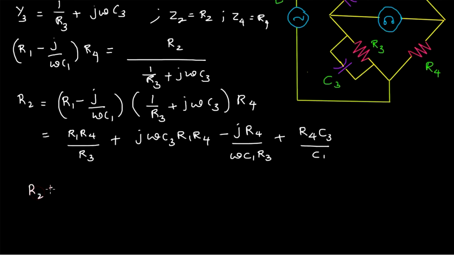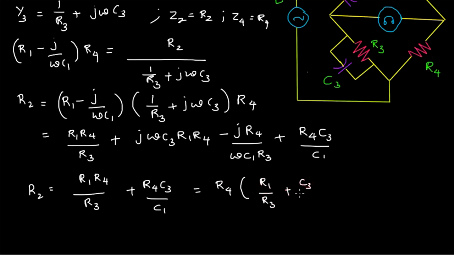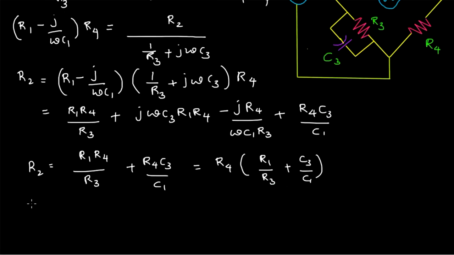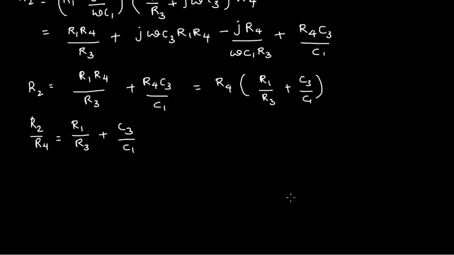Now if we equate the real terms, we get R2 is equal to R1 R4 by R3 plus R4 C3 by C1. You can see that R4 is common in both terms, so we can take R4 outside. We will get R1 by R3 plus C3 by C1. So ultimately we get the expression R2 by R4 is equal to R1 by R3 plus C3 by C1. This is the bridge balance equation when we solve the real terms.